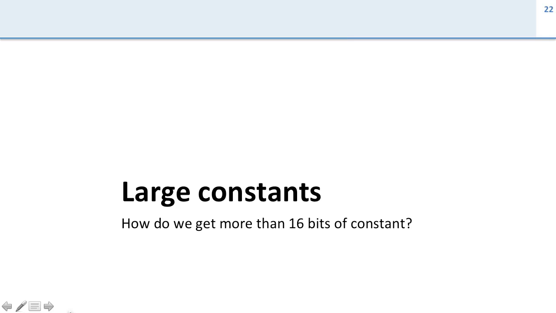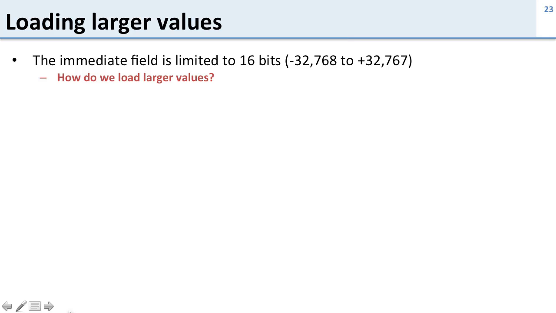Now, how do we load large constants? So we've seen that we can easily load 16-bit constants using the immediate format instructions, but how do we get more than 16 bits of constant? So the immediate field is limited to 16 bits of constant, but obviously we want more than that sometimes. How do we do that?